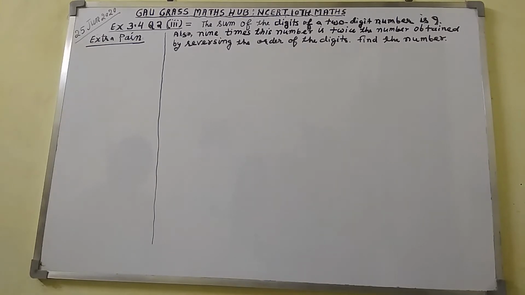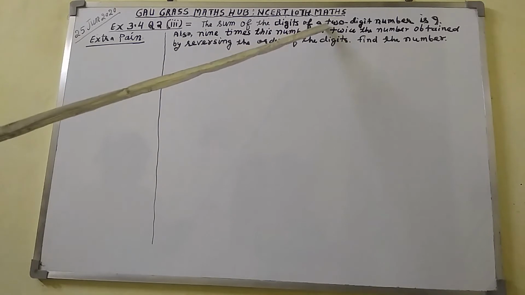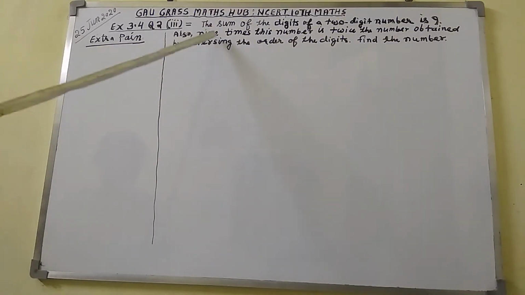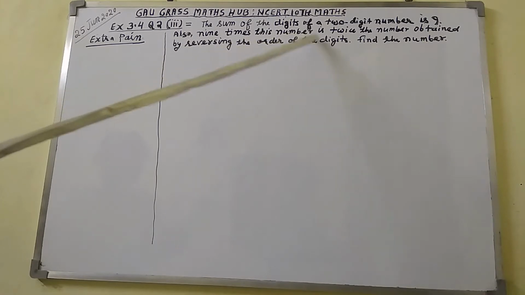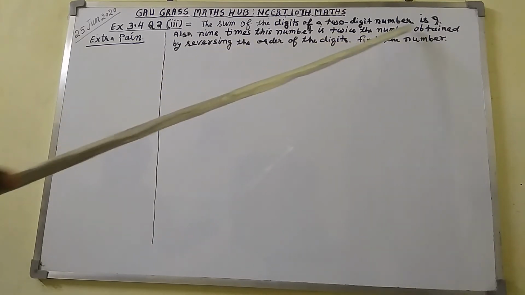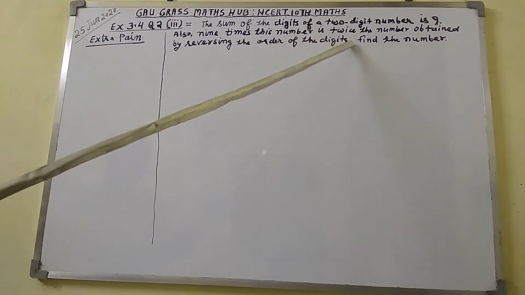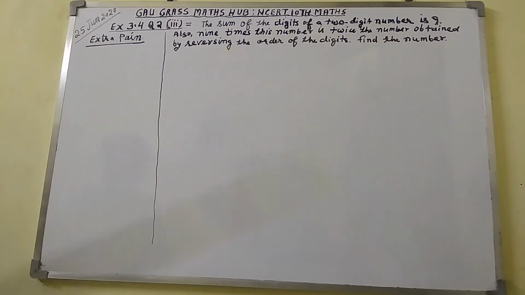Today I have taken one question from exercise 3.4, question number 2, Roman 3rd. The question is: the sum of the digits of a two-digit number is 9. Also, 9 times this number is twice the number obtained by reversing the order of the digits. Find the number.